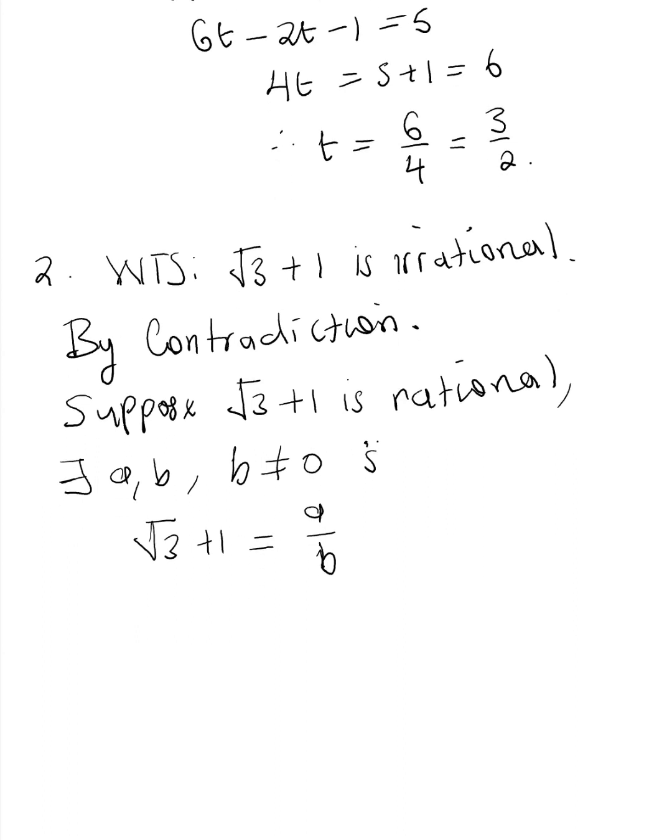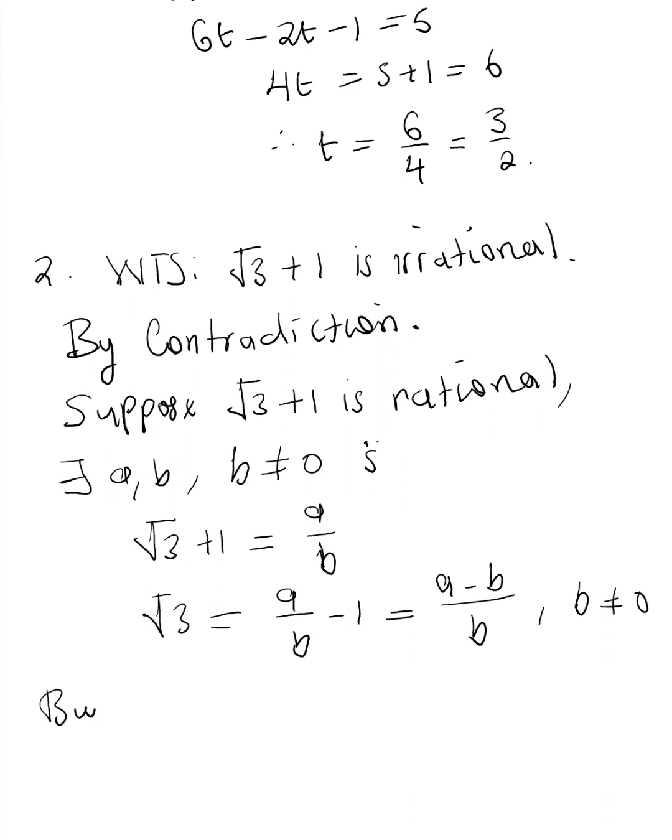Now we can reduce throughout by 1. So root 3 is equal to a over b minus 1, which is just (a minus b) over b. But you know that b is not equal to 0, and a minus b is just some integer. So (a minus b) over b is a simplified fraction, which is rational. So this is a contradiction.